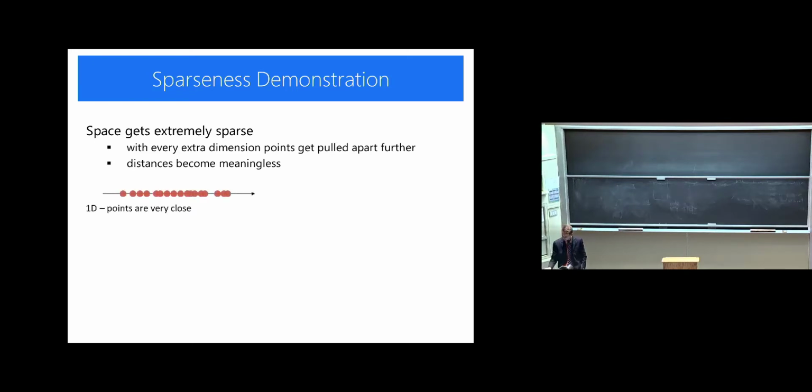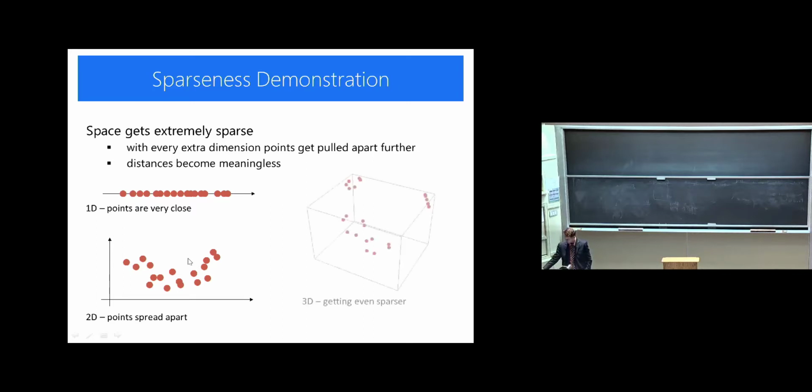For example, when you're doing 1D, points are very close, right? Points are just lined up. It's very simple to go from here to here to here, and very simple to figure out what is close to this. In 2D, things already start to get pulled apart a little bit. Then you add a second dimension, and things get a little sparser. Then in 3D, things get even sparser. So now things are somewhat dispersed. Let's just think it goes to 4D, 5D, 10D, 12D, 20D, 100D, 1000D.